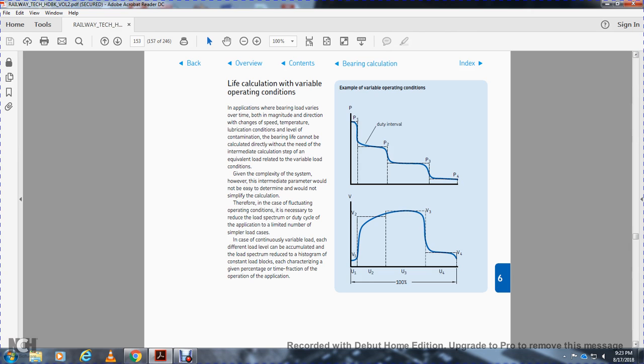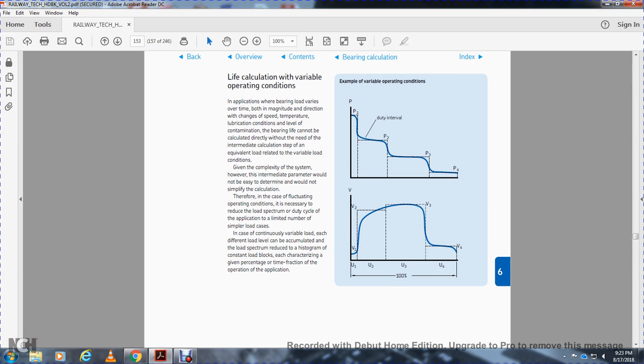Therefore, in the case of fluctuating operating conditions, and if the load spectrum is reduced, a simpler load cycle for the constantly variable load can be used. Each load block has a different load level, accommodating the load spectrum reduced to a histogram. Each constant load block is characterized by the percent time fraction of the operation within the application, for example the variable operating conditions of a duty cycle.